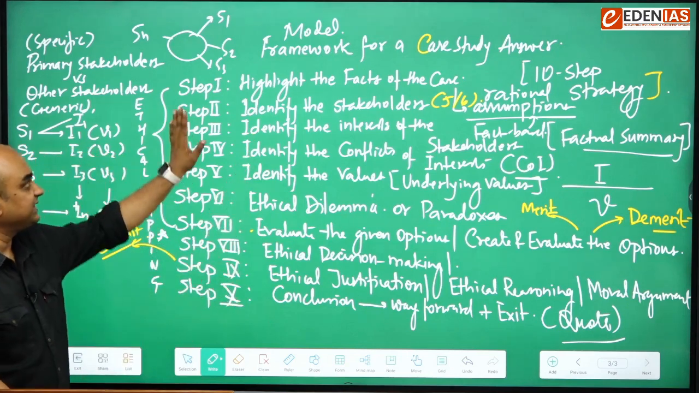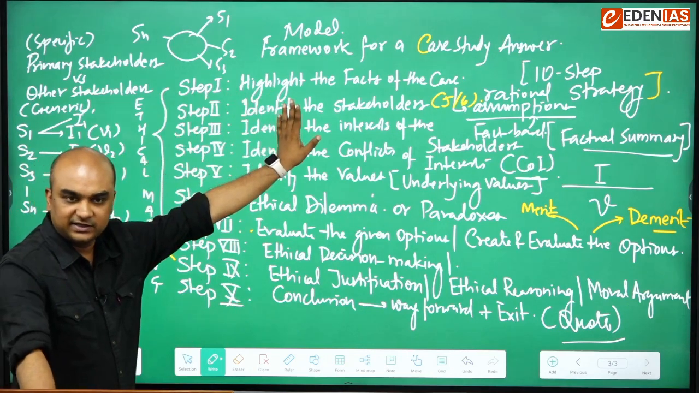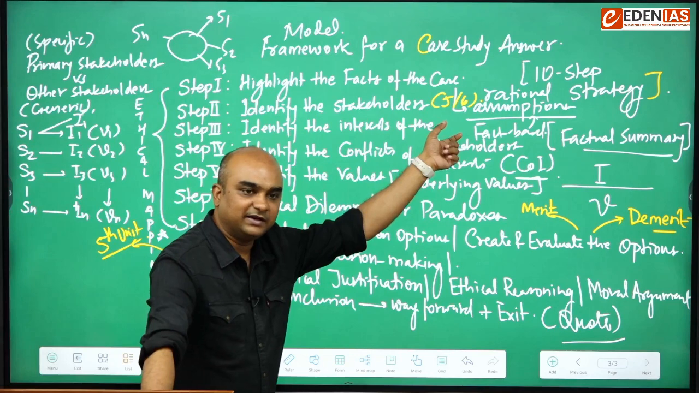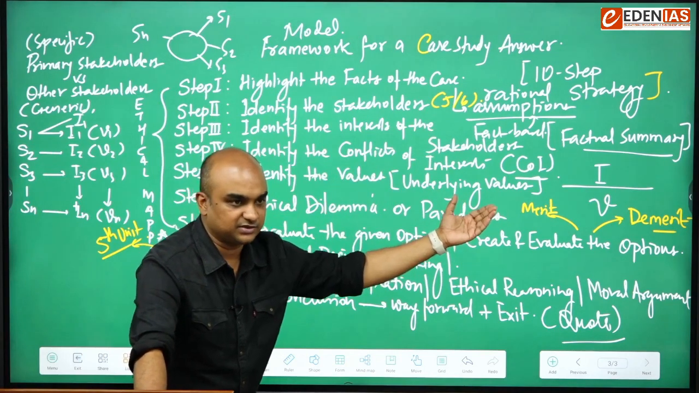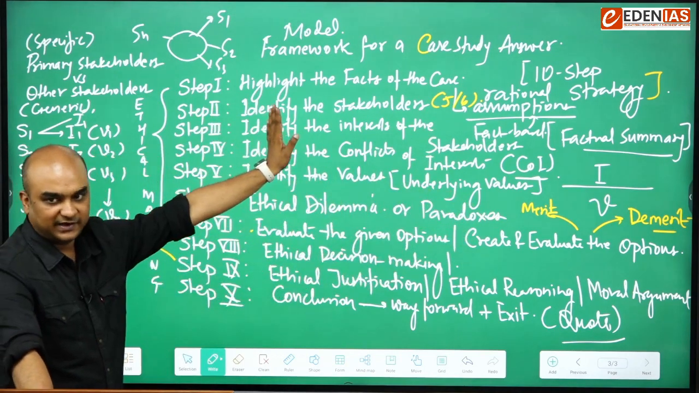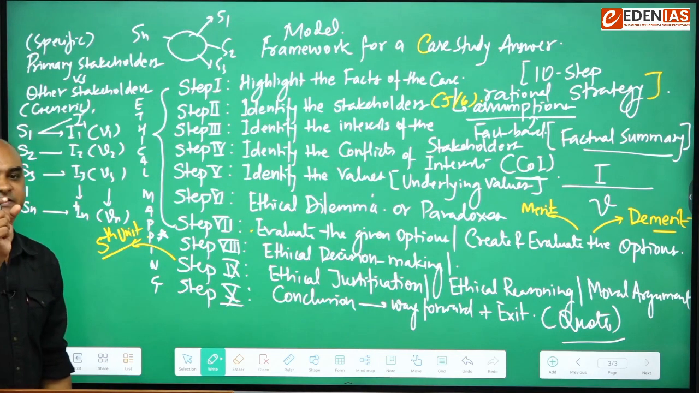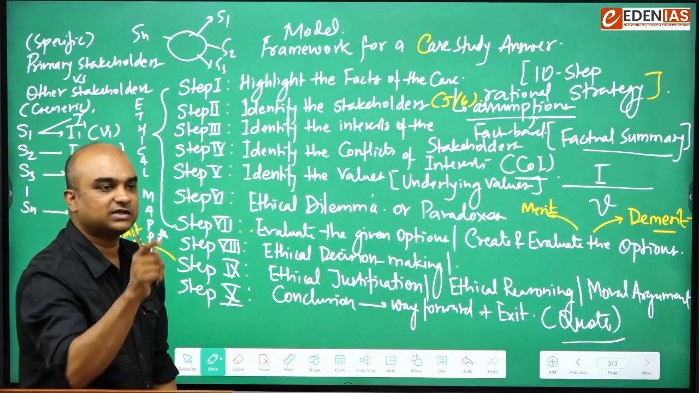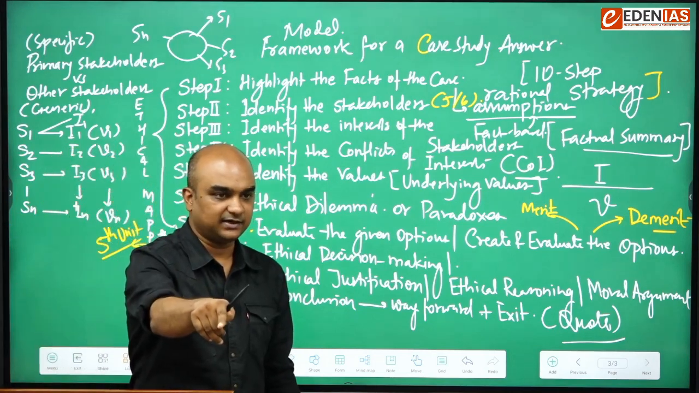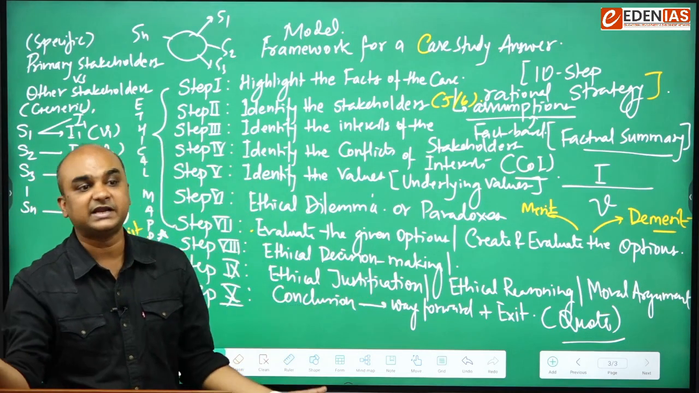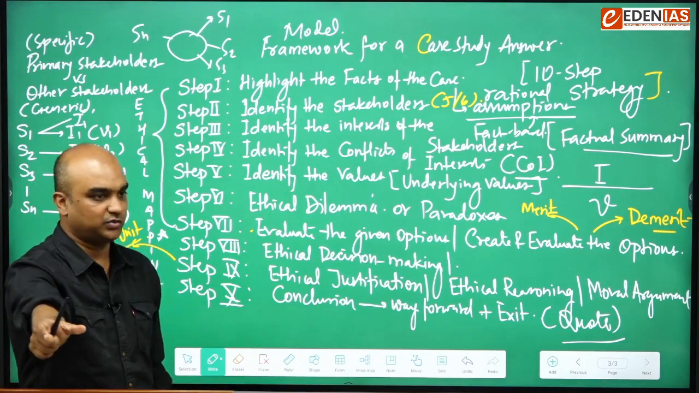So, I am just repeating. Step 1 is to highlight the facts of the case so that you have a factual summary, so that you can make rational assumptions. Second, you identify the stakeholders. You can divide them into specific and generic stakeholders, primary and other stakeholders. Specific or primary stakeholders are those which are mentioned in the case directly, and others are those which can be derived from the understanding of the issue at hand.